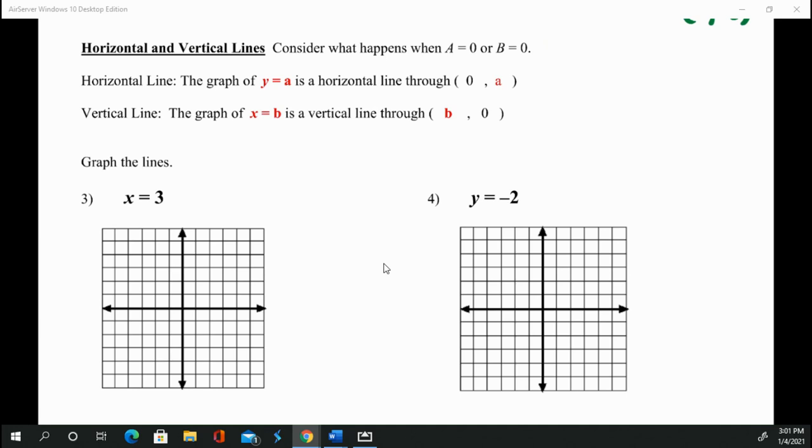So for x equals 3, find where x equals 3. And then we want to draw a vertical line that passes through that point.